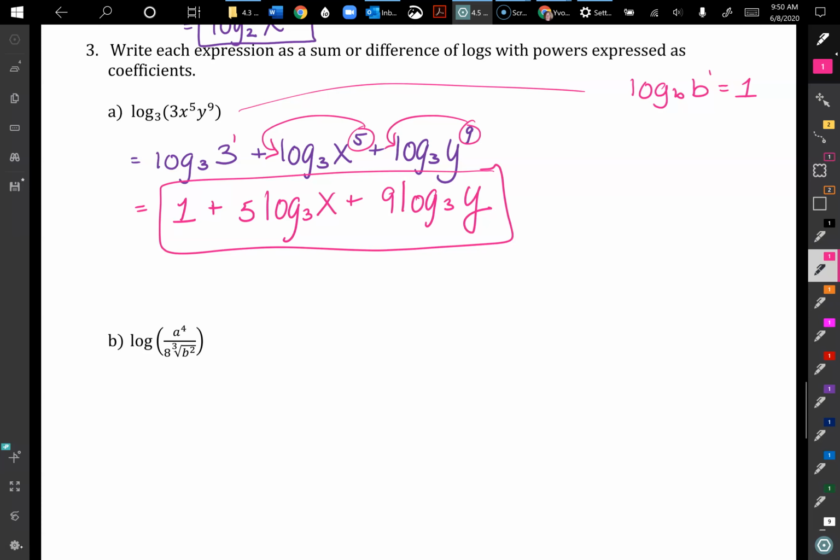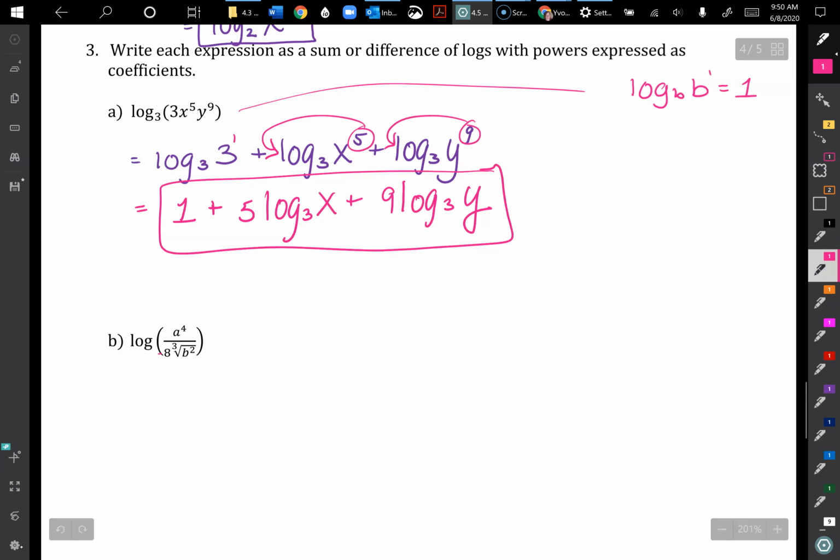Now we have b, where we're going to split it apart. We do need to note that both of these factors are in the denominator. We have 2 factors in the denominator, so we're going to need to put things in parentheses when we write the logs in. Okay, so we have to use parentheses there so that we're going to distribute the negative.